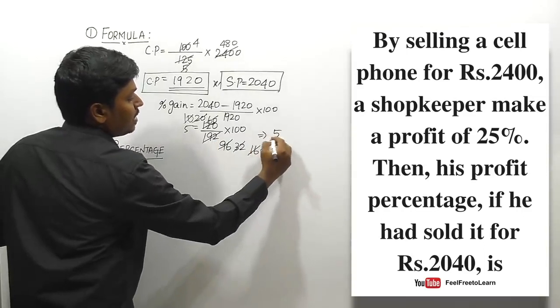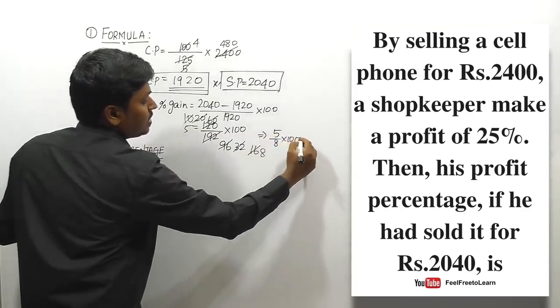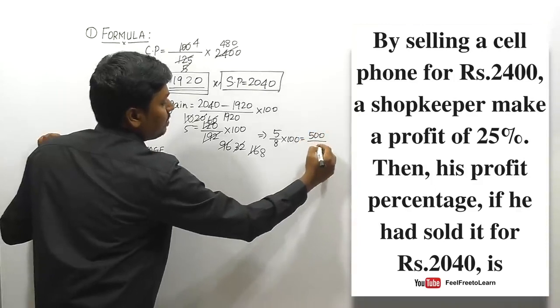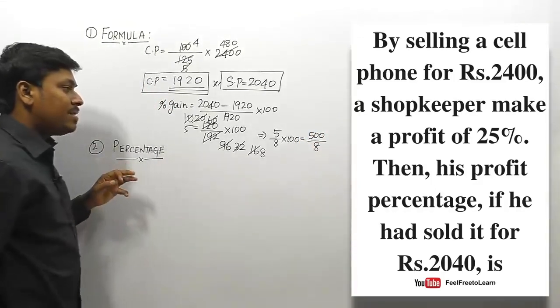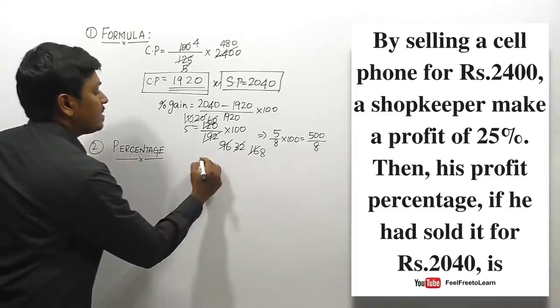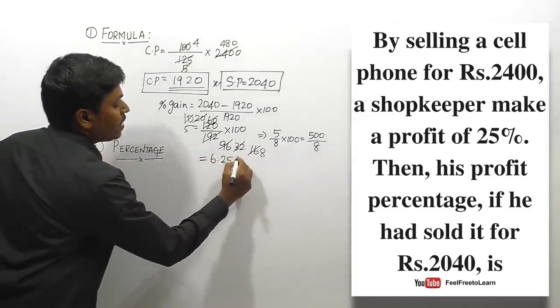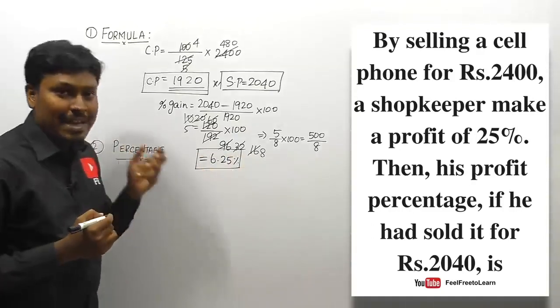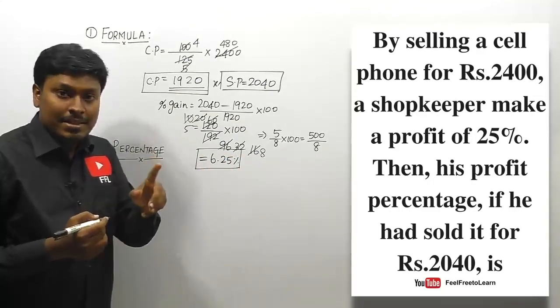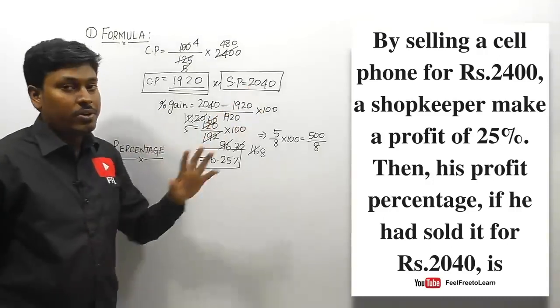So 5 divided by 8 into 100. So this can be taken as 500 divided by 8. So 8 6s are 48, so it will be 6.25. So finally we can say that the answer will be 6.25 percentage. So friends, 6.25 percentage will be its gain percentage if he sold the same mobile phone for 2040 rupees.